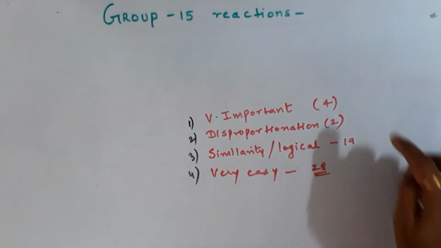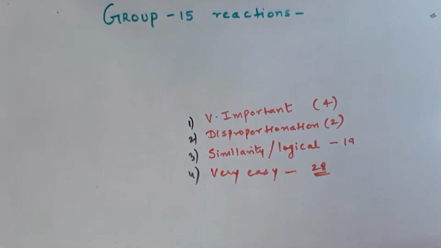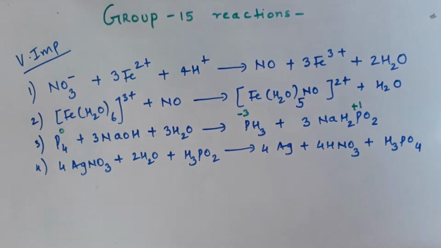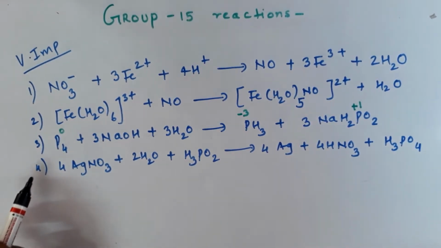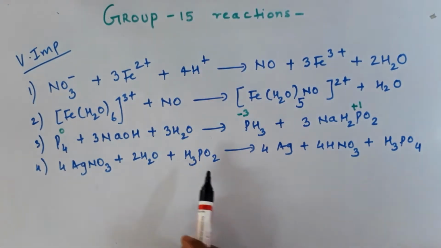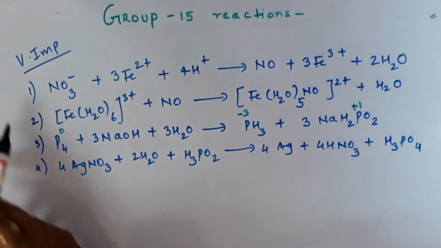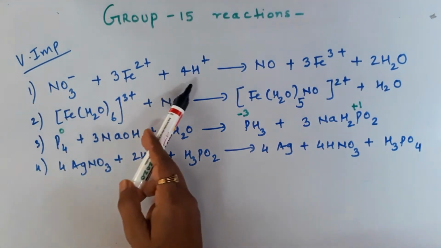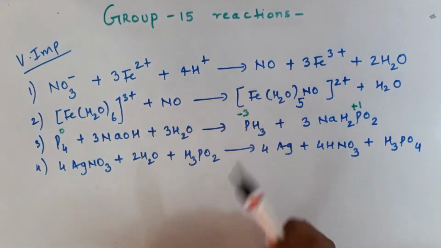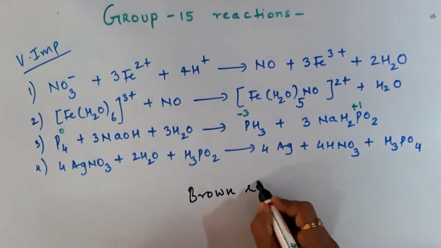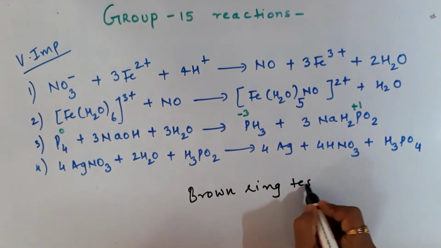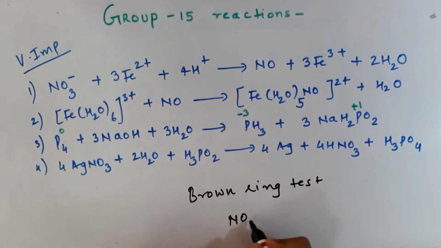First I'll start with the first and the second one, that is very important, and the disproportionation reactions. These are the 4 important reactions, which means they have been asked many a times in the board exam. So that is why I call them as important. The first reaction, as you can see, is Brown ring test reaction. You have already studied about this reaction, Brown ring test. Brown ring test is used for testing the presence of nitrate ions in a salt.